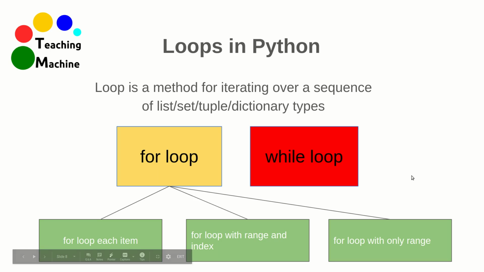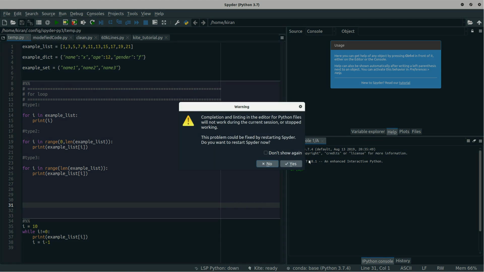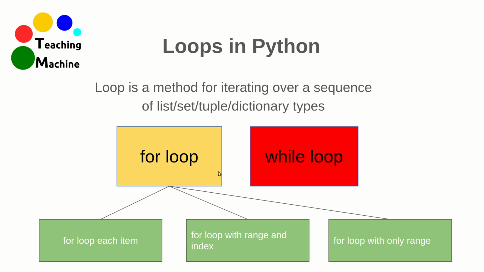Now I'm going to teach you loops in Python. Loops are basically iterative functions which allow us to do addition, modification or removal of items in any list or dictionary. There are two loops available in Python: one is the for loop and the other is the while loop.